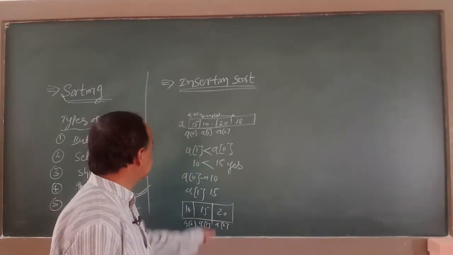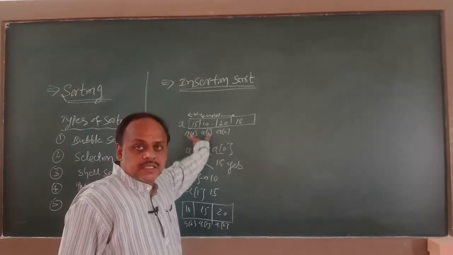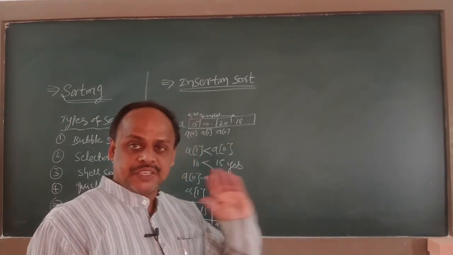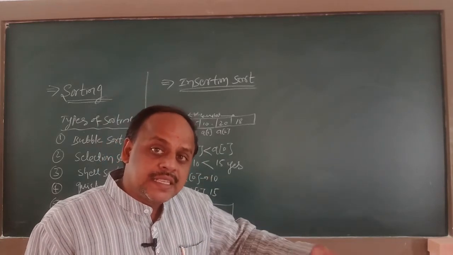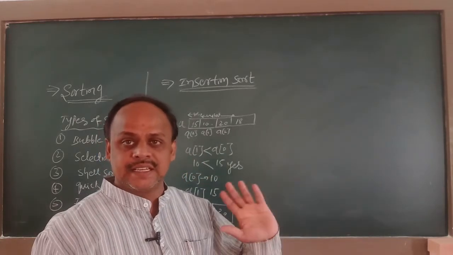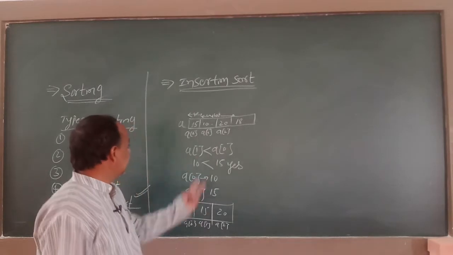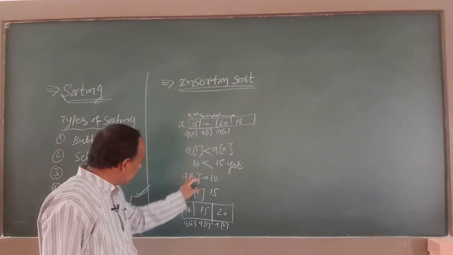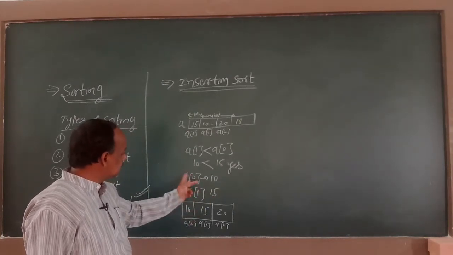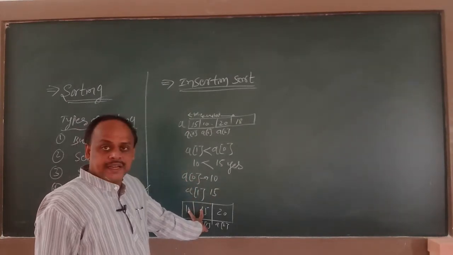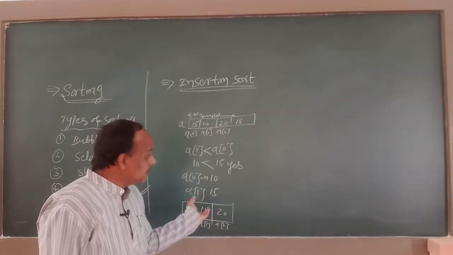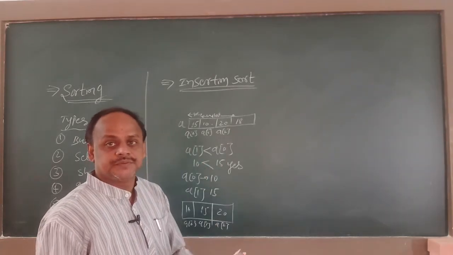First we consider the first two positions, and compare the second element with the first element. If the second element is less than the first element, we have to interchange. See here, the second element is less than the first element. Yes, so we interchange the first and second elements. Then we get a sorted part. Right? Now take the next position.